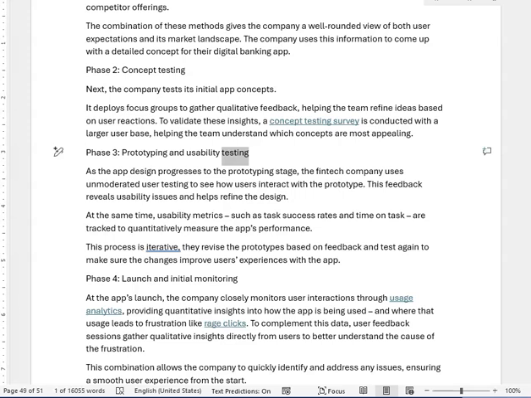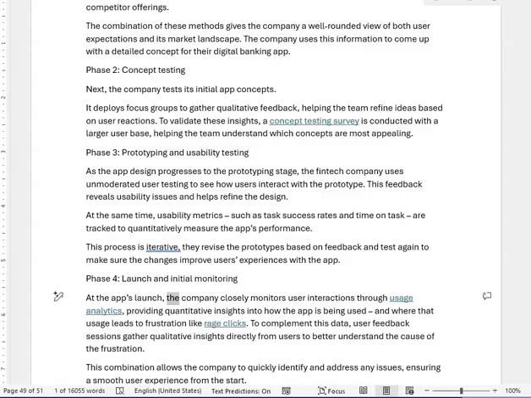Phase 3. Prototyping and usability testing. As the app design progresses to the prototyping stage, the fintech company uses unmoderated user testing to see how users interact with the prototype. This feedback reveals usability issues and helps refine the design. At the same time, usability metrics, such as task success rates and time on task, are tracked to quantitatively measure the app's performance. This process is iterative. They revise the prototypes based on feedback and test again to make sure the changes improve users' experiences with the app.